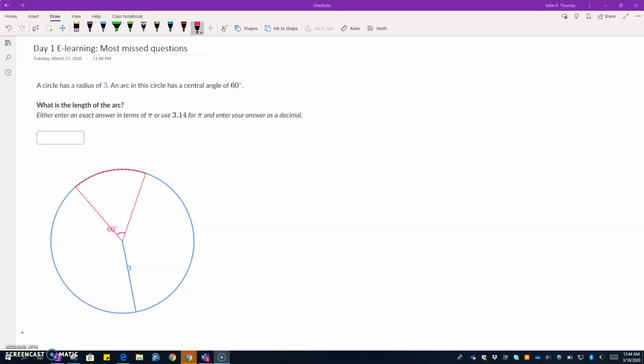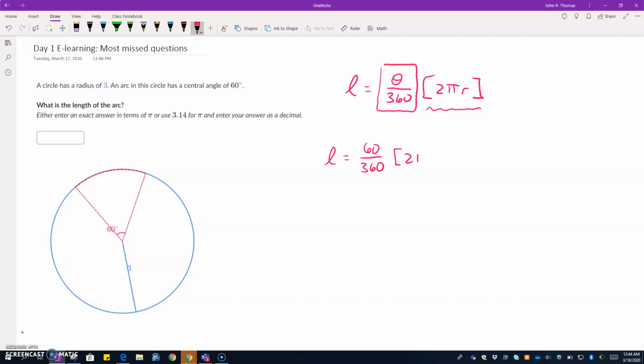So first thing that we're going to do is we're going to use the arc length formula, which is L equals central angle theta over 360 times the circumference, 2 pi r. Now, key things to remember is that we're taking a certain fraction of the entire circumference for the circle. So when I look at this, it tells me that the arc in question has a central angle of 60 degrees. So we're going to say L equals 60 over 360 times 2 pi.